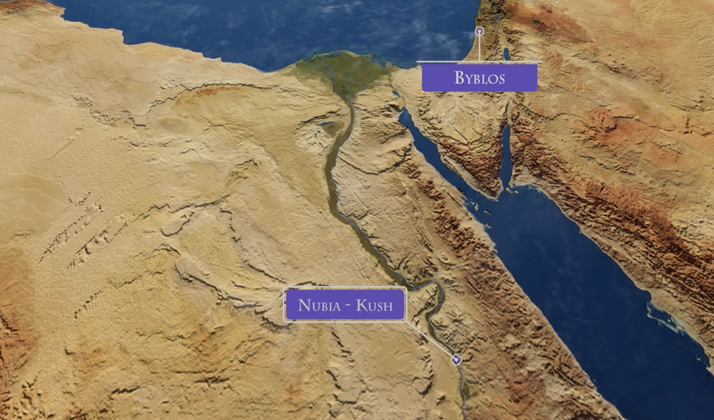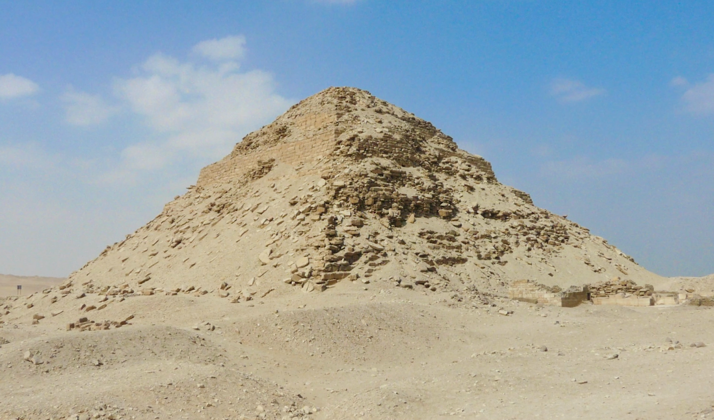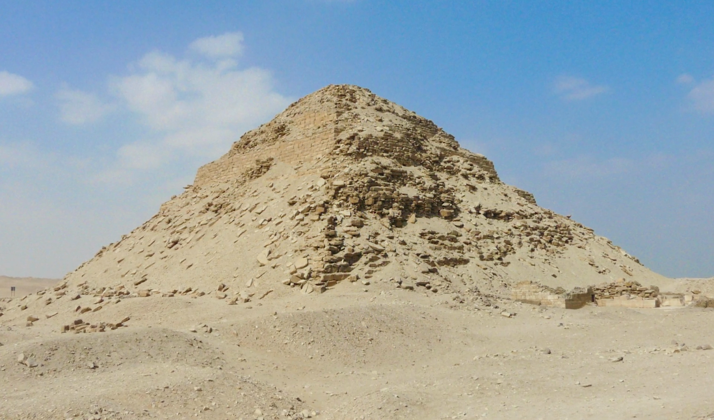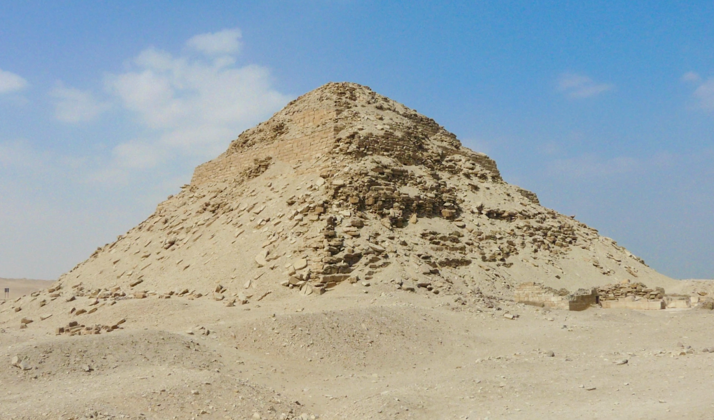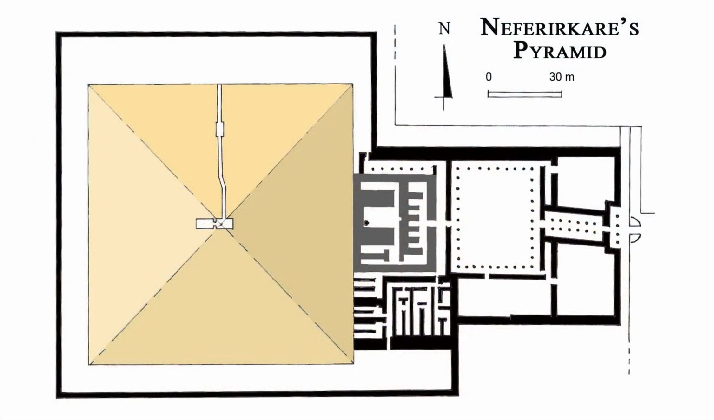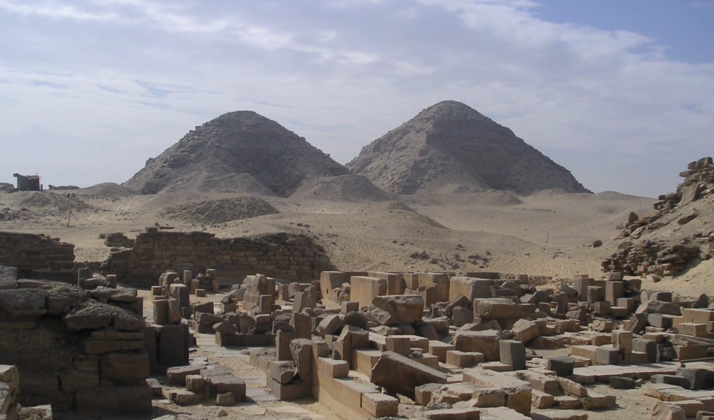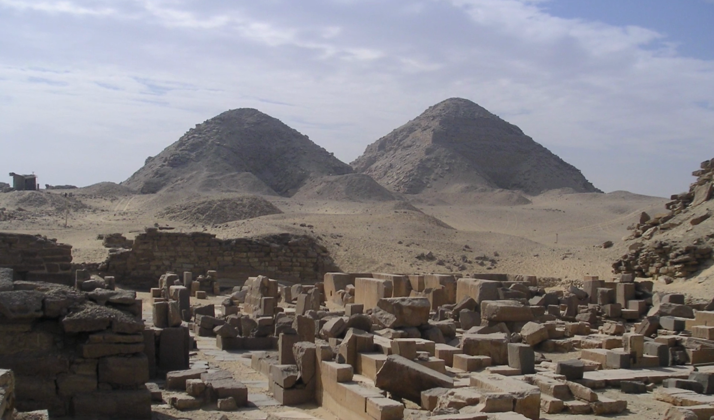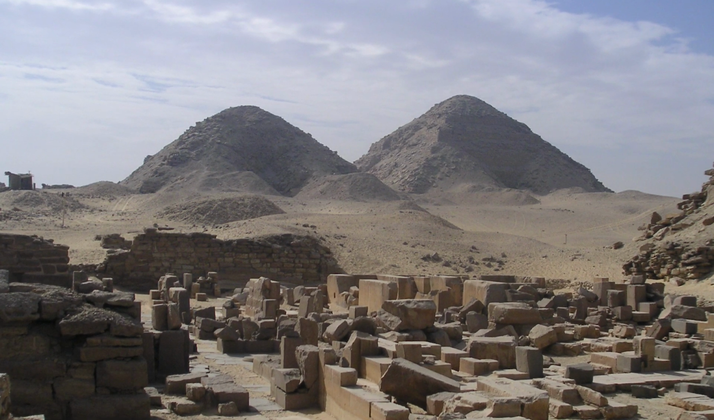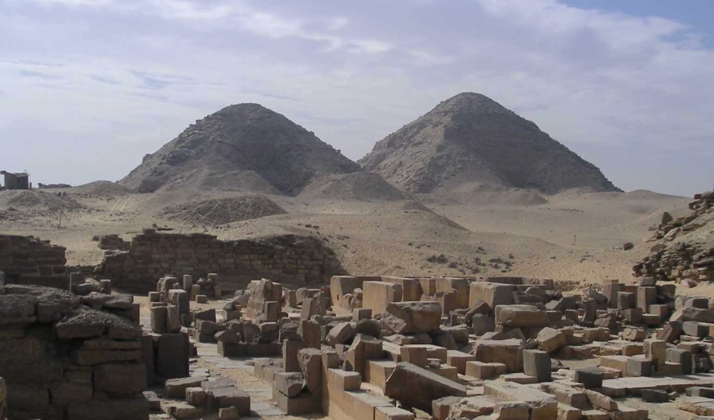Neferirkare started a pyramid for himself in the royal necropolis at Abusir, which was initially planned to be a step pyramid, a form which had not been employed since the days of the Third Dynasty, 120 years earlier. This plan was modified to transform the monument into a true pyramid, the largest in Abusir, but this was never completed due to the death of the king. Neferirkare also built a sun temple that ancient sources describe as the largest one built during the 5th dynasty, but it has not been located.